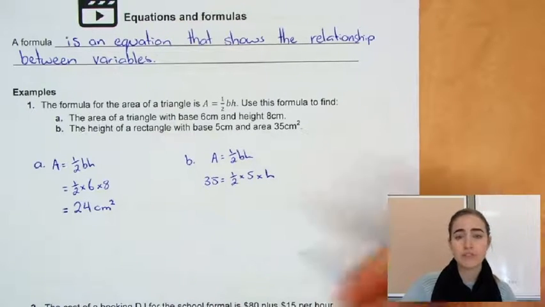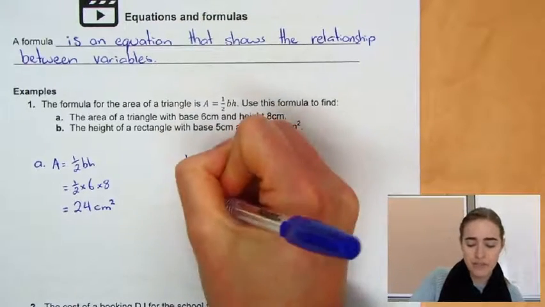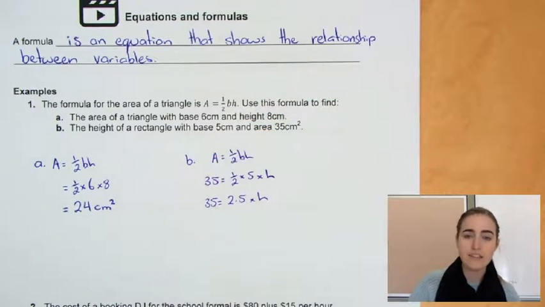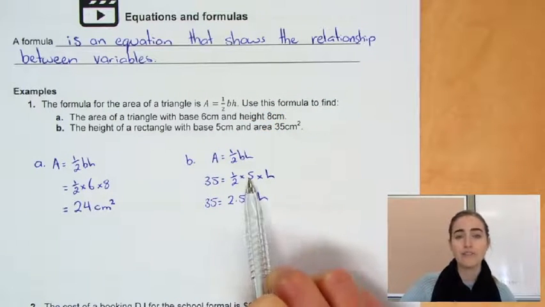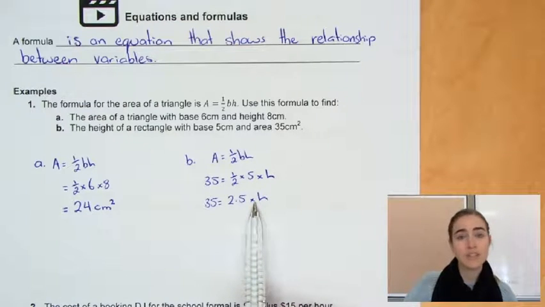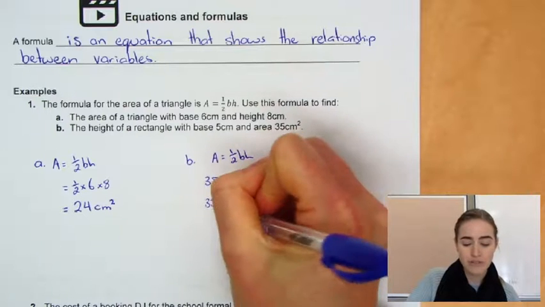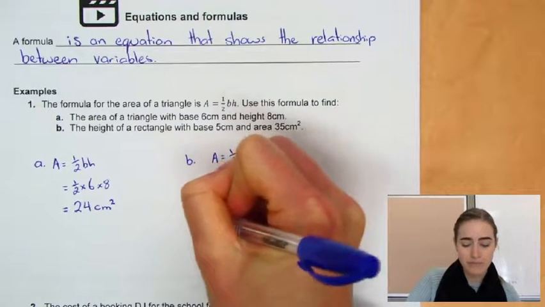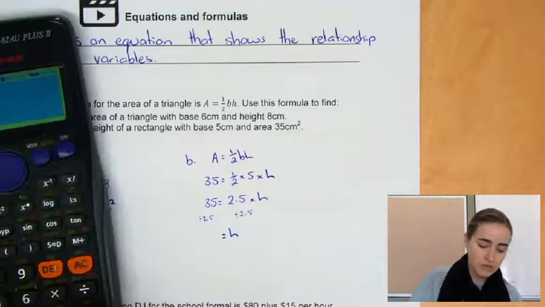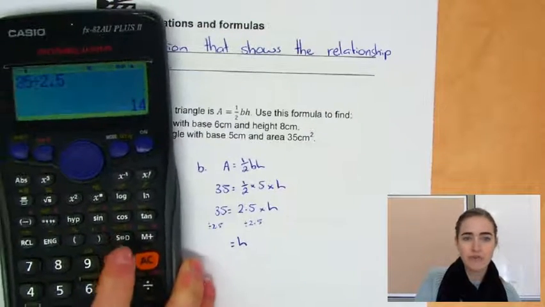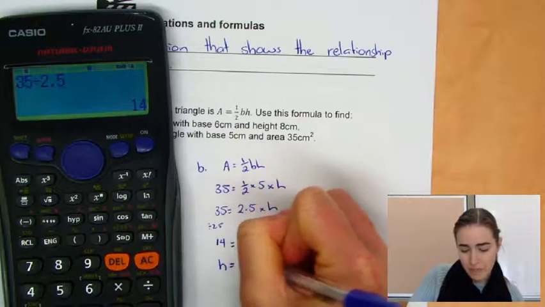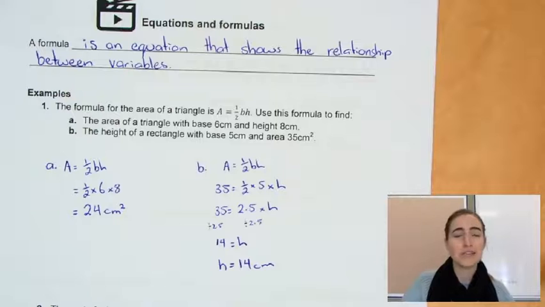There's a couple of different ways you can do it. If we do a half times 5, we'd end up with 35 equals 2.5 times h. That's just going half times 5. And then to get rid of this 2.5, at the moment it's attached by a multiplication to the h, we would have to divide both sides by 2.5. So we would end up with h equals 35 divided by 2.5, which gives us 14. And if we rewrite that the right way around, we would have a height of 14 centimeters.